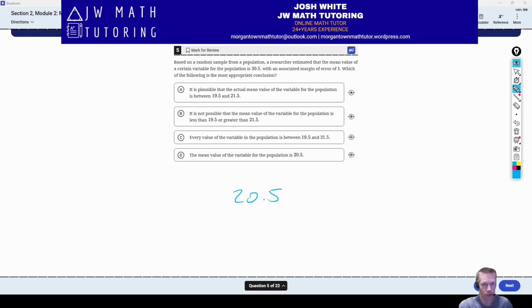So the general conclusion for this is that you're going to take the mean and you're going to add the margin of error to it and subtract the margin of error from it. And that's going to give you a range. So in this case, 19.5 to 21.5. Basically, you expect the mean, the true mean, to be in this range, between those two numbers.